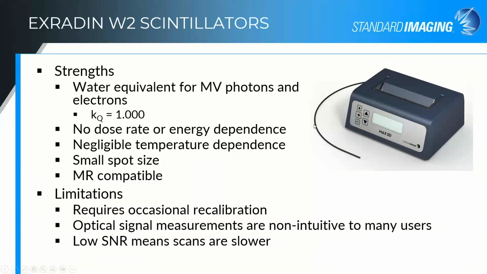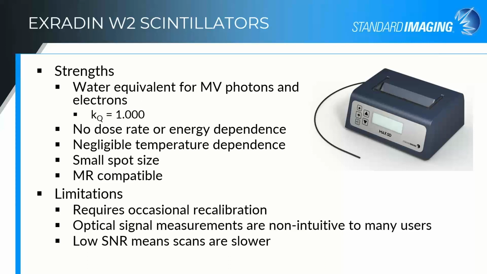So as I've done with the others, I've got strengths and limitations. Strengths for the W2 is really that water equivalence for megavoltage photons and electrons as validated by all those KQ values of unity. There isn't a correction factor required for beam perturbation energy dependence based on the field size or changes in energy for megavoltage photons. They don't show dose rate or energy dependencies.